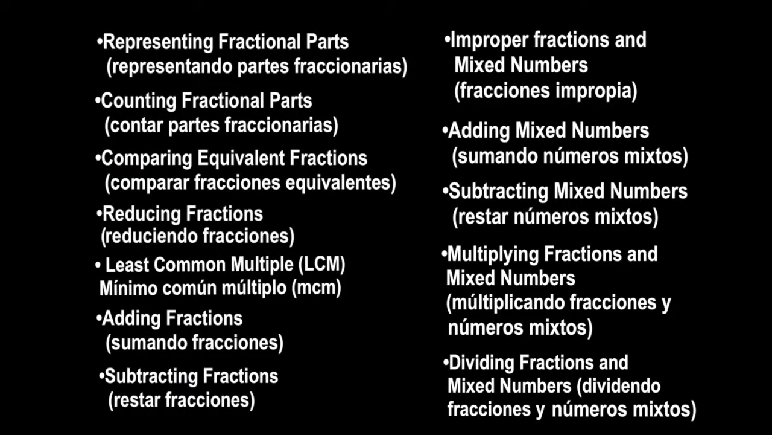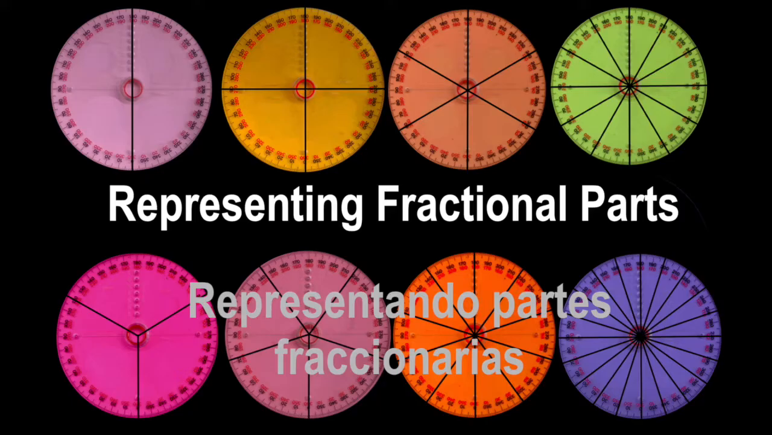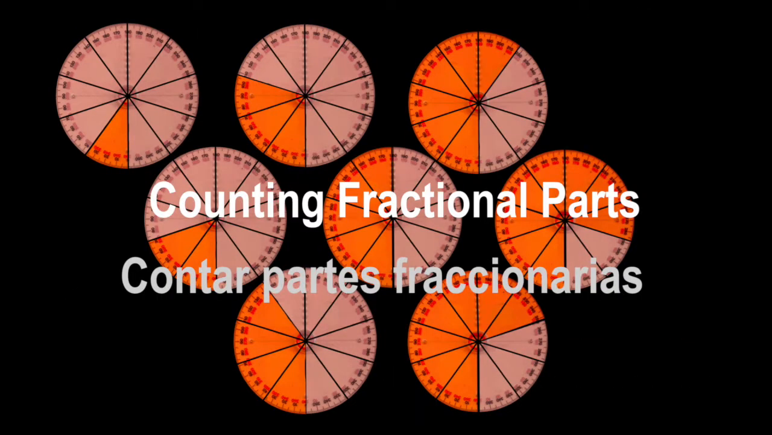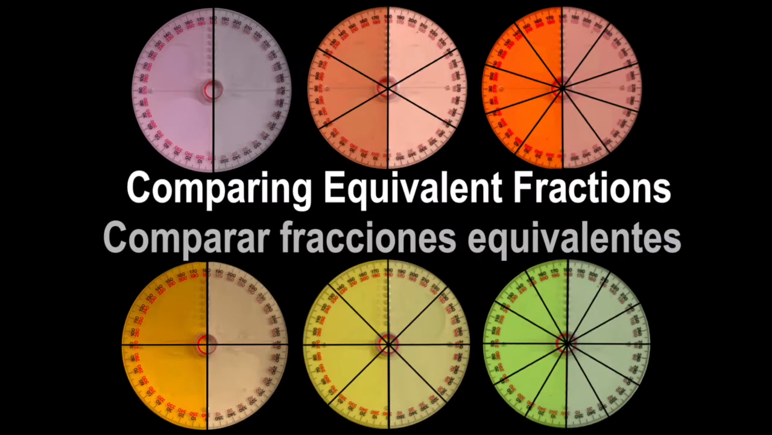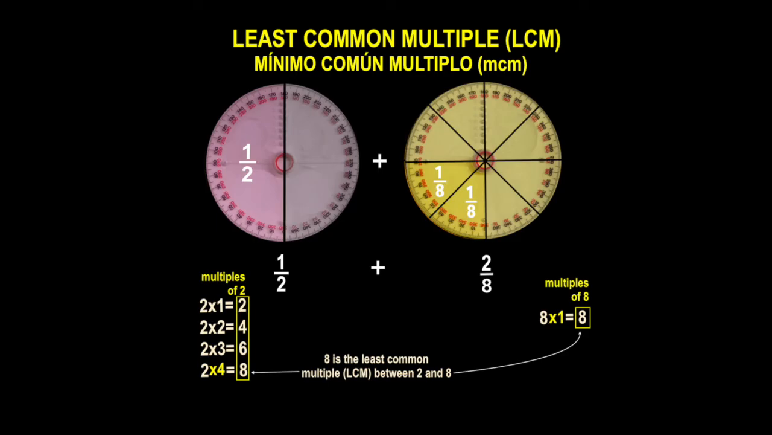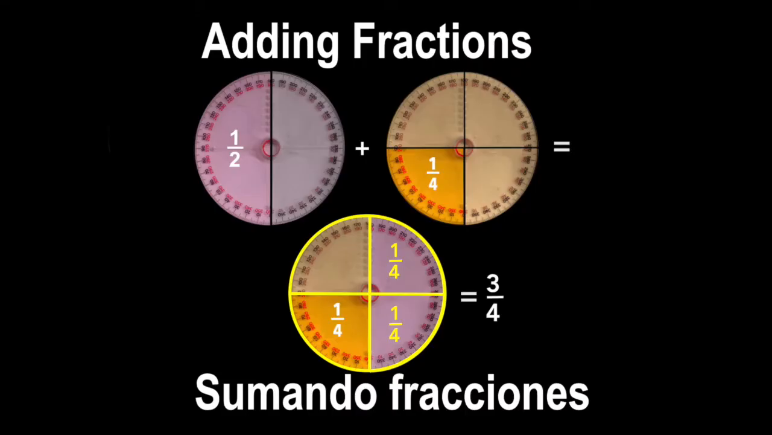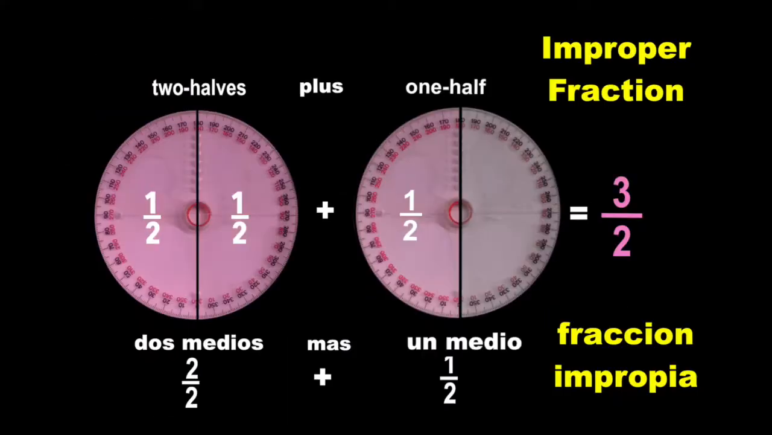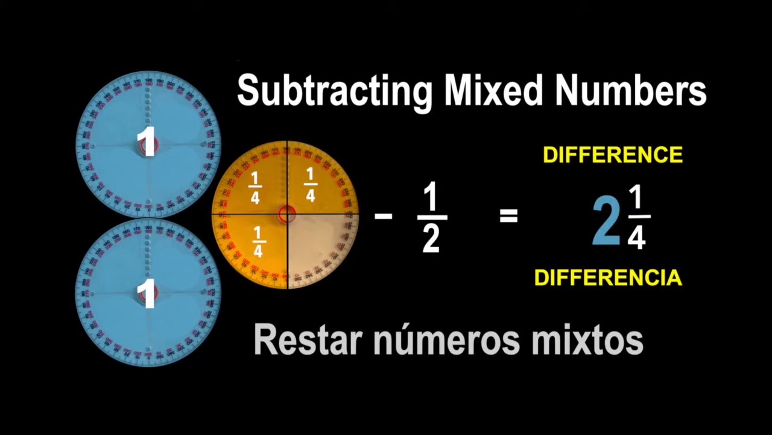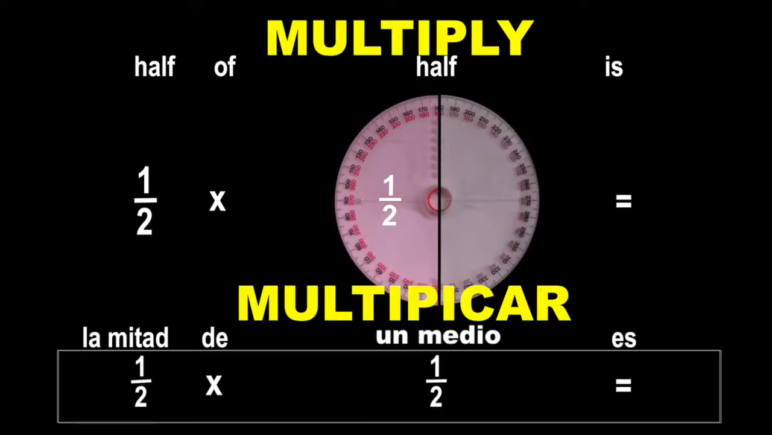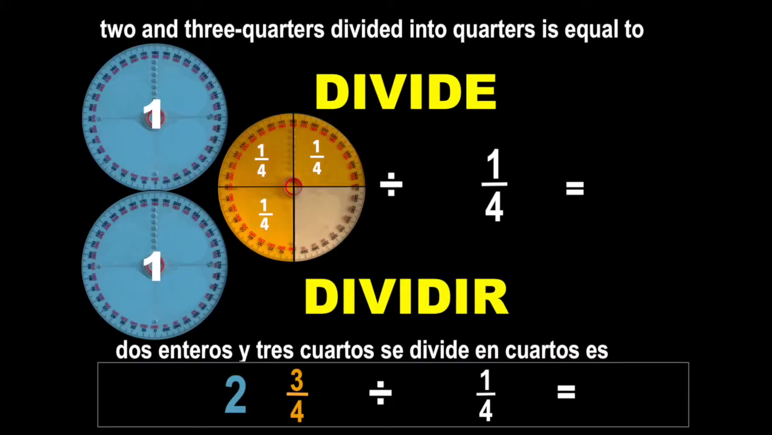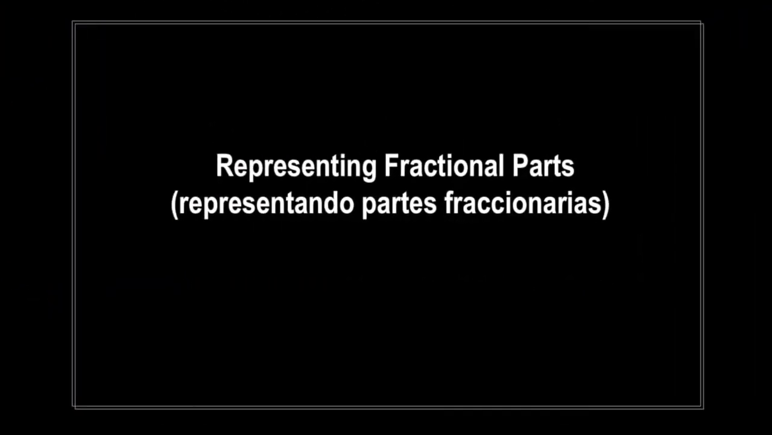This lesson is all about fractions, representing fractional parts. What are denominators? Counting fractional parts. Comparing equivalent fractions, making equivalent fractions. The least common multiple. Reducing fractions, adding fractions, subtracting fractions, improper fractions, and mixed numbers. Adding mixed numbers, subtracting mixed numbers, multiplying fractions and mixed numbers, dividing fractions and mixed numbers, representing fractional parts.